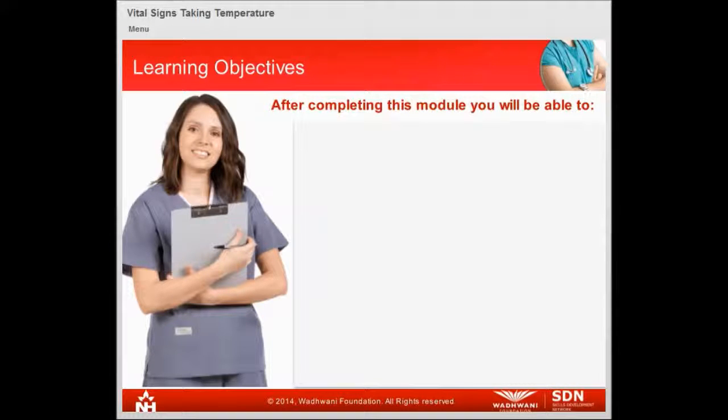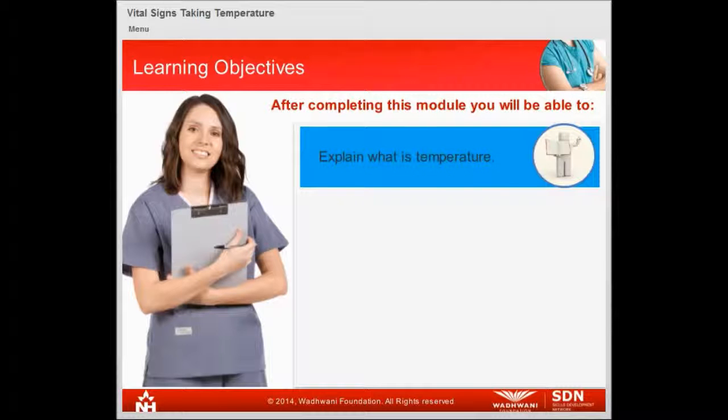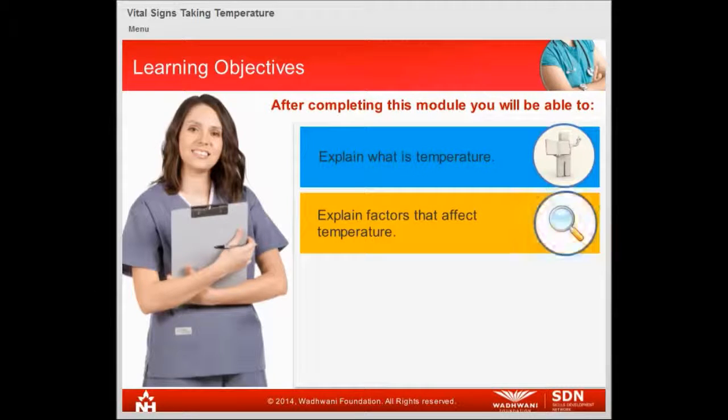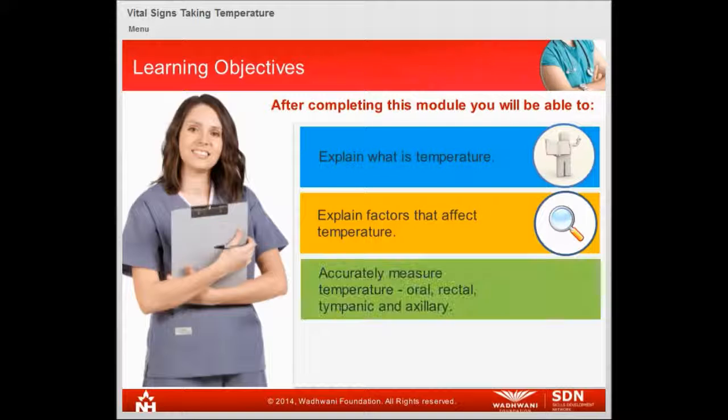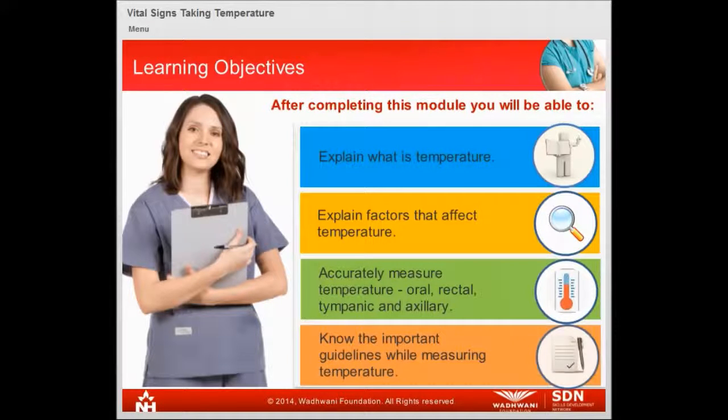After completing this module, you will be able to explain what is temperature, explain all the factors that affect temperature, accurately measure oral, rectal, tympanic and axillary temperature, know the important guidelines while measuring temperature.